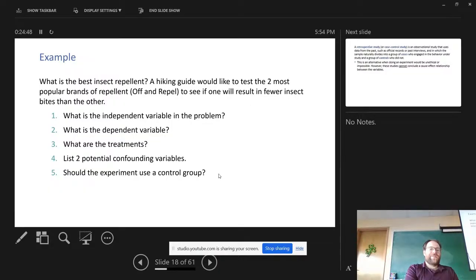Should we use a control group? Yes. Yep. And why? Because you need to have something to base your results off of. Yeah, because there has to be some kind of comparison for the ones who didn't have the repellent versus the ones who did.